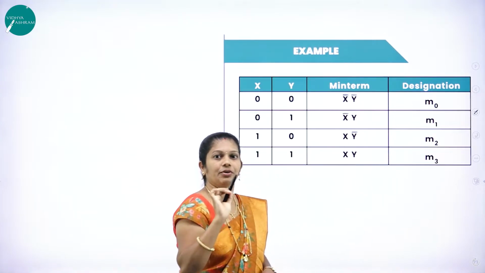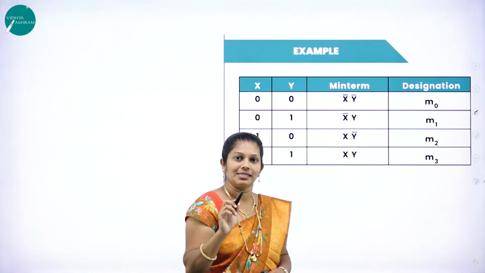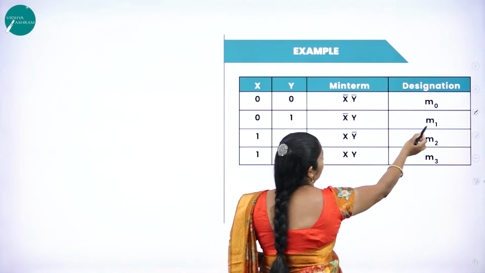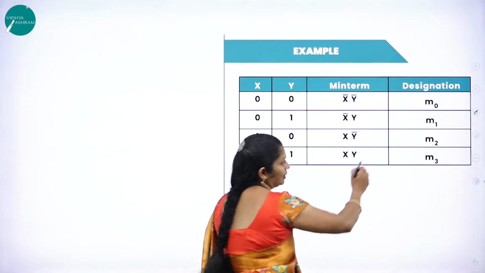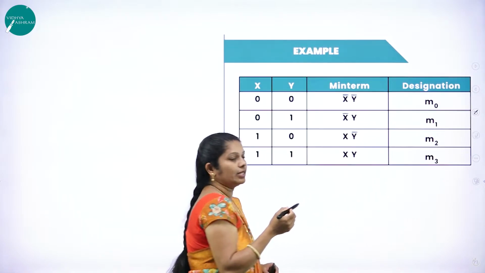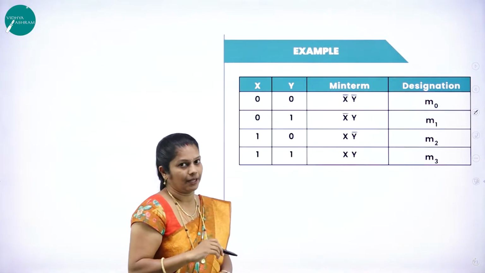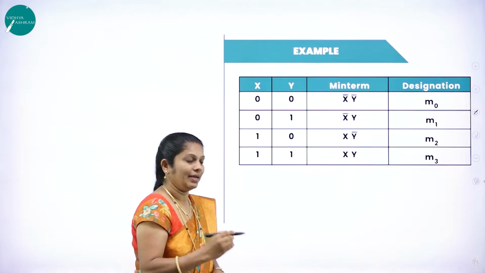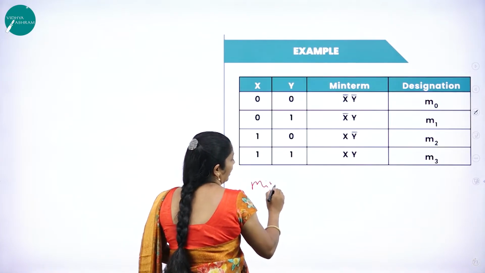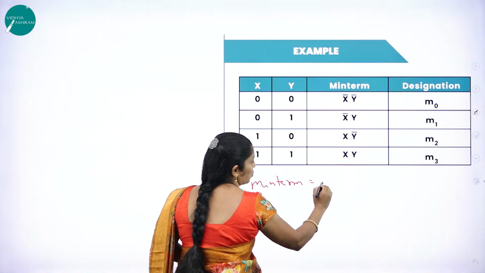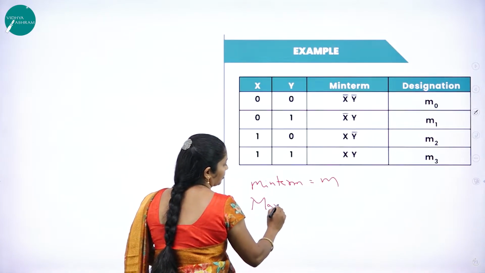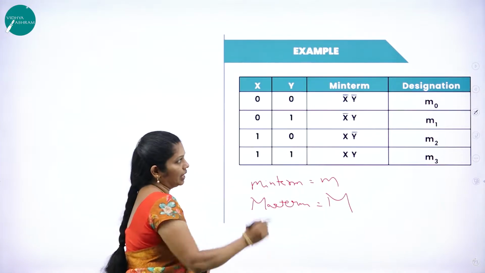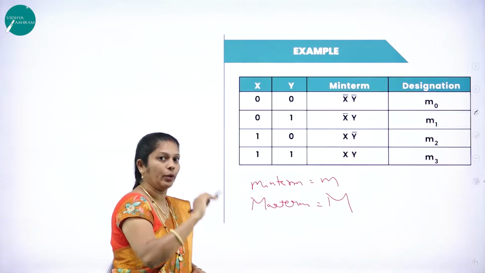Compulsorily, for min term you have to write in small letter. If it is max term, then you have to write capital M. Then if only the first one has a bar, it is m1. If only the second one has a bar, then it is m2. If both variables are non-complement, then it is assigned m3. So m0, m1, m2, m3. Like that, you have to identify the min terms. Min terms are represented by small m, and max terms are represented by capital M. Now you come to know the designation for 2 variables.